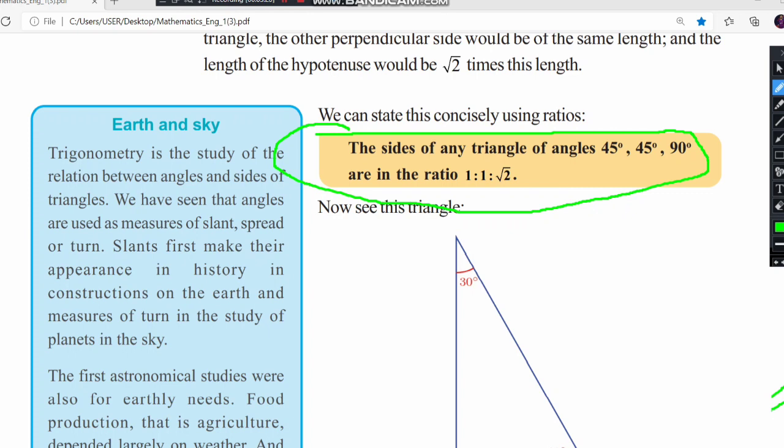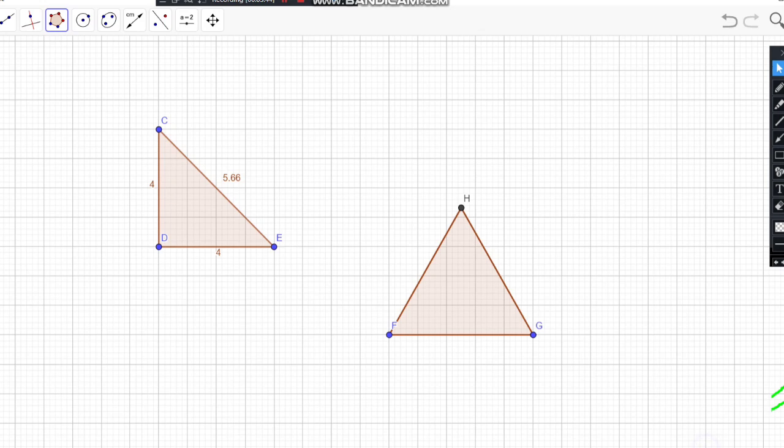This is an important ratio. In any triangle with angles 45, 45, 90, the sides are in the ratio 1 is to 1 is to root 2. We cannot break this ratio. If the angles are 45, 45, 90, then the sides should be in the ratio 1 is to 1 is to root 2.